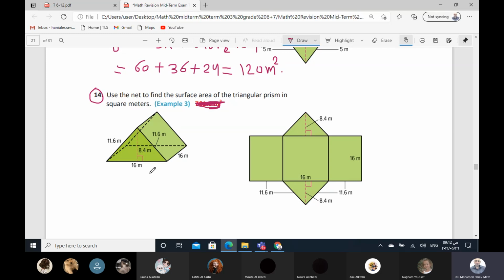Okay, listen to me, please. We want to find the surface area, represent S. As you see here, we have this face congruent with this face.